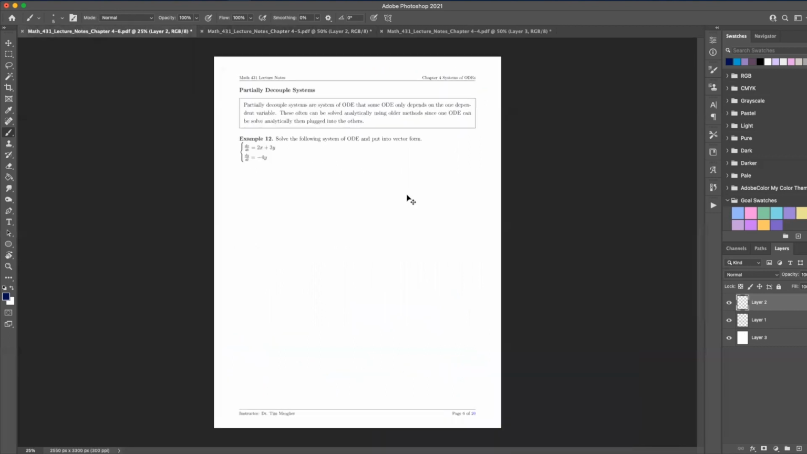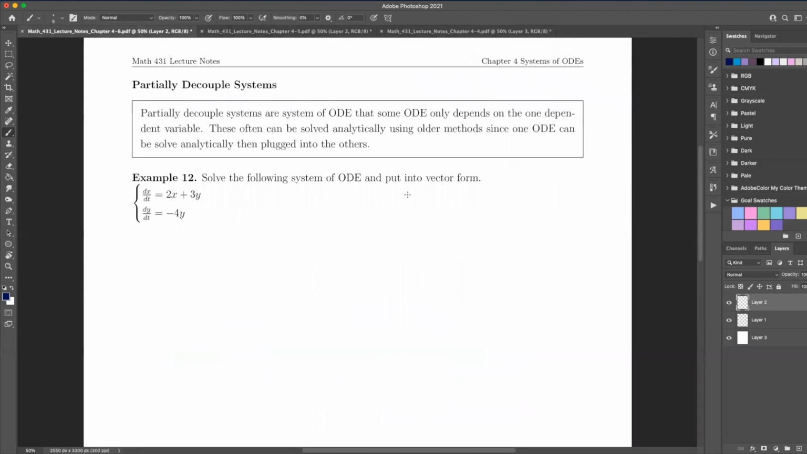So let's look at a partially decoupled system. So here we have partially decoupled. Partially decoupled means that some only depend on one dependent variable, and the others can be solved using older methods, then plugging one into another. So what do I mean by that? Let's just actually look at this one. Let's call this equation 1 and this equation 2. So we're going to solve this one.